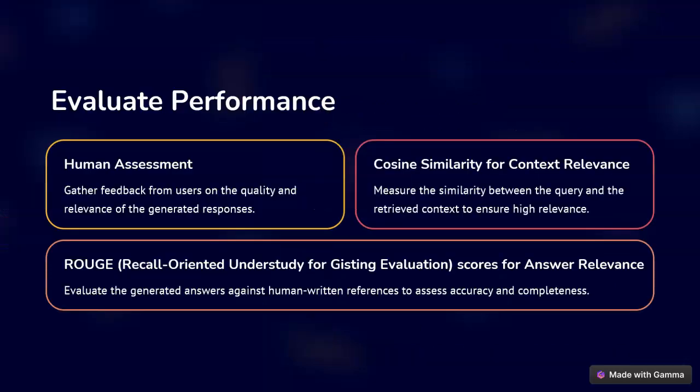Now we evaluate our RAG chatbot using the metrics described earlier. We utilize a Python notebook and the RAG pipeline from our Simple-RAG-Chatbot project. And we evaluate our chatbot in two areas, as I said before: context relevance and answer relevance. This evaluation is done through human assessment, cosine similarity for context relevance, and Rouge scores for answer relevance.